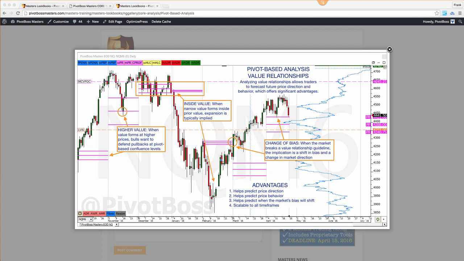And after the first, so you have your first change of bias right here. So after the first change of bias move, and you get the higher value relationship that prints after that move, the first pullback into the pivot range is a high probability buying opportunity.